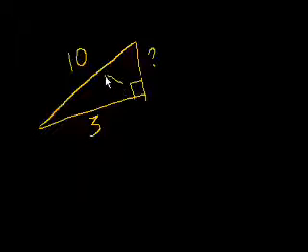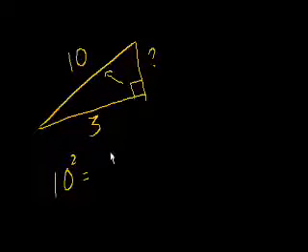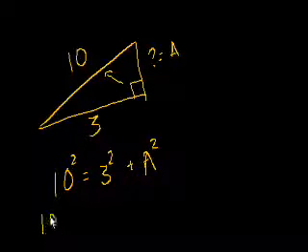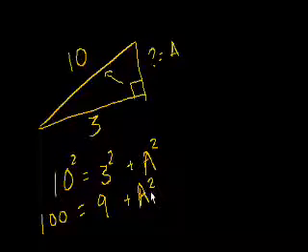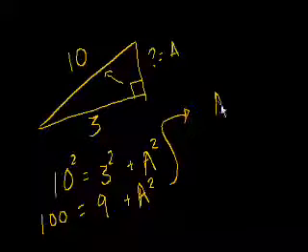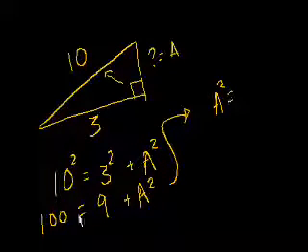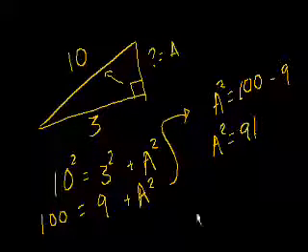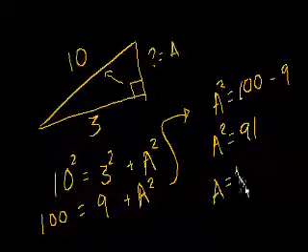Let's say that this is 10, and this is 3. What is this side? First, let's identify our hypotenuse. Well, we have our right angle here, so the side opposite the right angle is the hypotenuse, and it's also the longest side. So it's 10. So 10 squared is equal to the sum of the squares of the other two sides, is equal to 3 squared, and let's just call this a, pick it arbitrarily, plus a squared. Well, this is 100 is equal to 9 plus a squared. Or a squared is equal to 100 minus 9. A squared is equal to 91. So a is equal to the square root of 91.